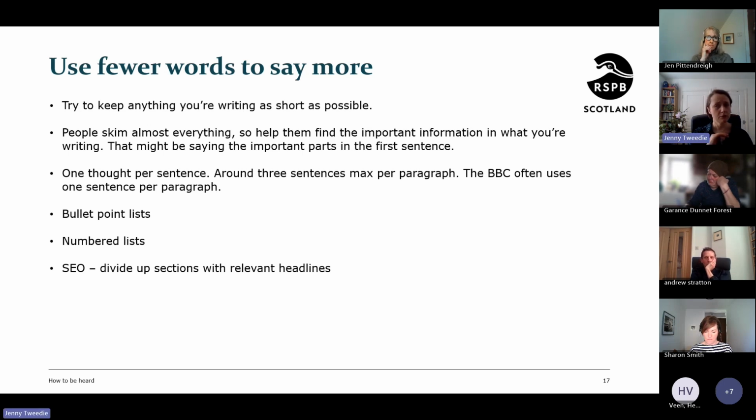Bullet point lists, really, really good way to simplify information and help people identify it. Numbered lists, even better if you've got a blog. Top 5, whatever, people are already thinking, oh, I've only got to read 5 things, so I'll come and read that blog. And then SEO. So there's an acronym for you.